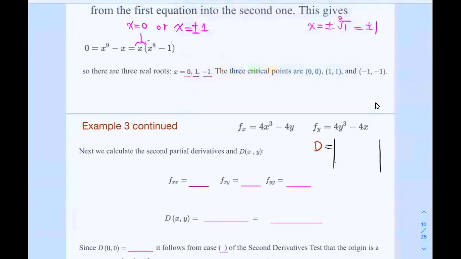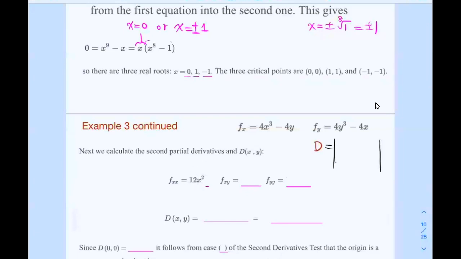So for your convenience, I put this first partial derivative here, so you can take the second partial derivative. Take the second order partial derivative with respect to x again. What do we get here? Differentiate this with respect to x, we get 12x squared.